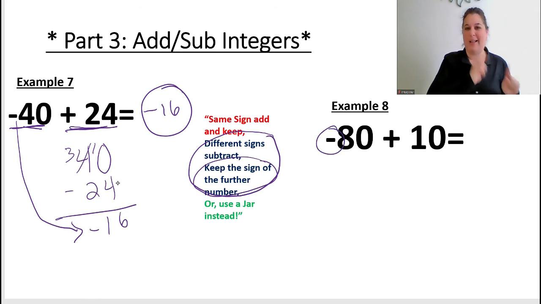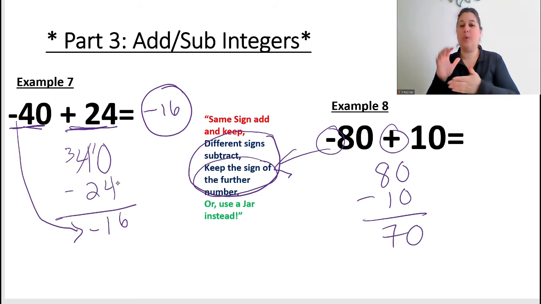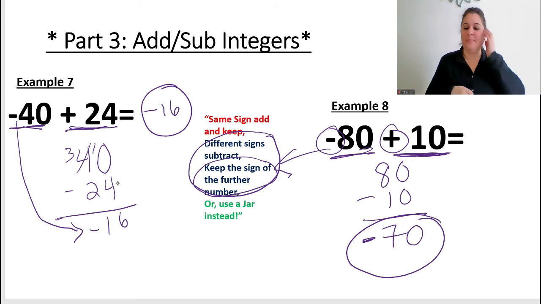Next one. Are they the same signs or different? Different. Okay, so you're going to subtract. 80 minus 10 is 70. Now keep the sign of the further number. Which one's further away from 0? Positive 10 or negative 80? Negative 80. So it's going to be negative 70. Think of them being subtracted. You have 80 negatives, if you can imagine that, and then 10 positives. Well, when you cancel the opposites, all the 10 positives go away. You're left with a bunch of negatives. 70 negatives, in fact.